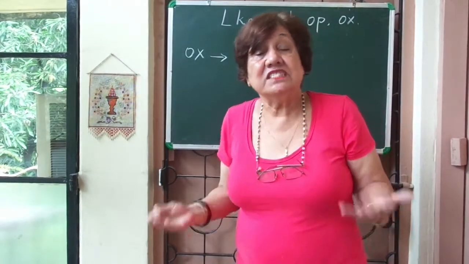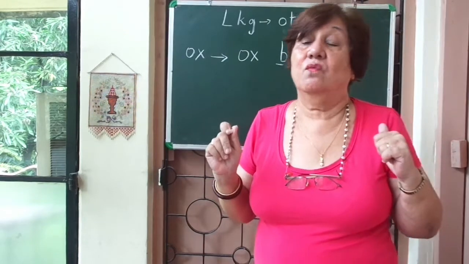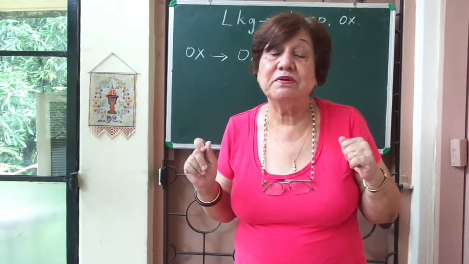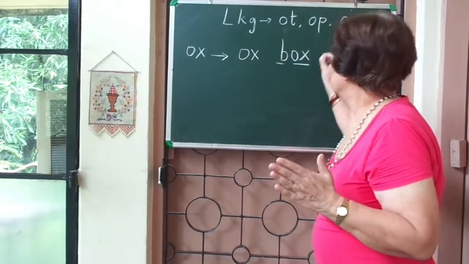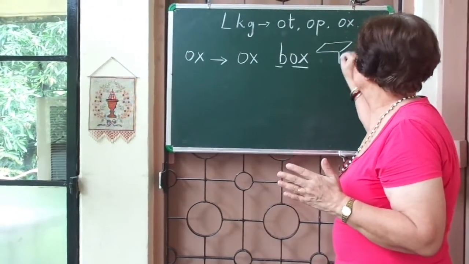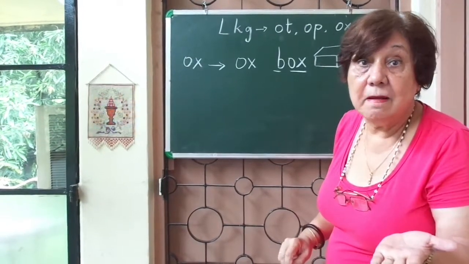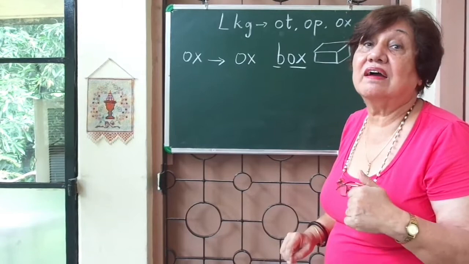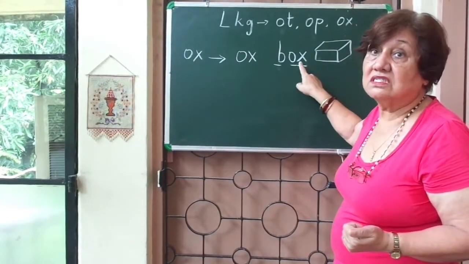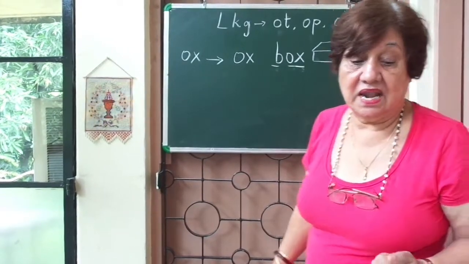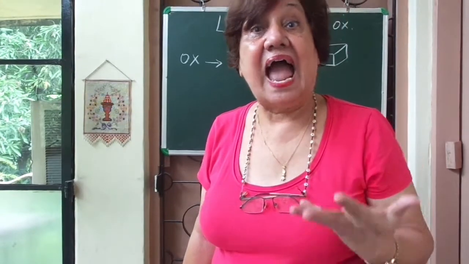Now, what is a box? You get your pair of shoes in a box. When you bring mithai from any shop, you have it in a box. So, a box looks like this. Okay? You have your pencil box. You have your crayon box. So, B, ox, box. Now, the last word that we are going to learn, and it's an animal.